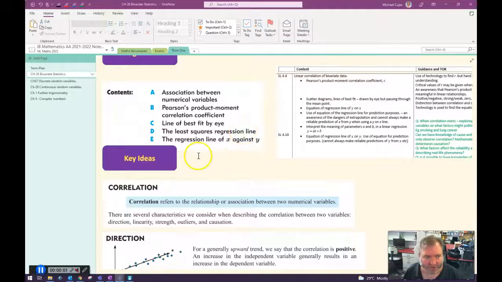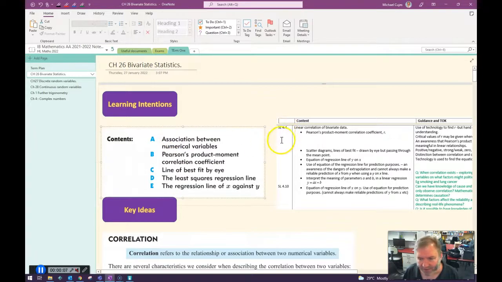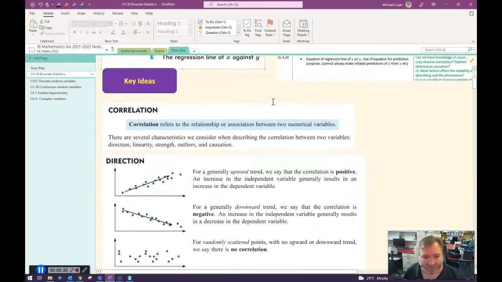Lovely people working through bivariate statistics. This is for HL and SL. The content here is the same. You can see the points SL content out of our course guide that shows us that we're dealing with the same material. A lot of this you'll have seen before or have at least thought about and used once or twice. There's a little extra bit at the end which is something interesting that we will talk about.